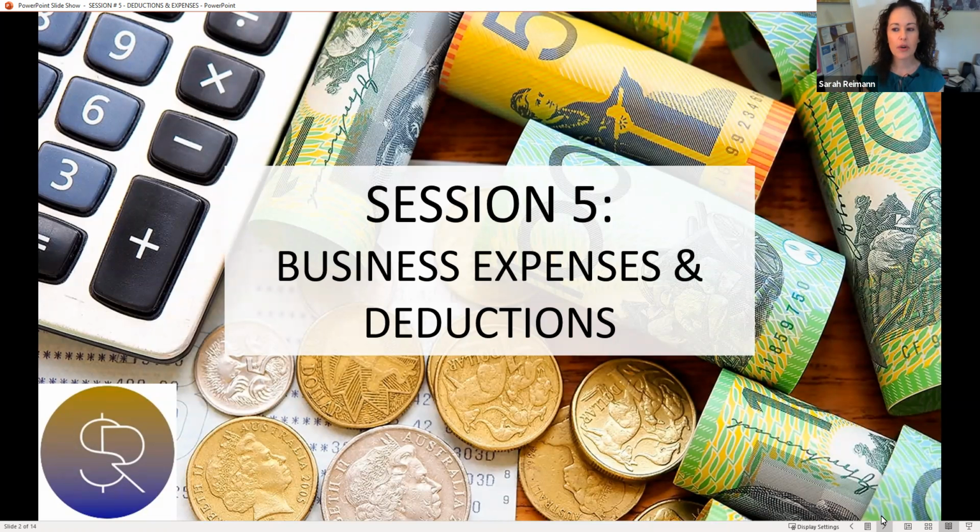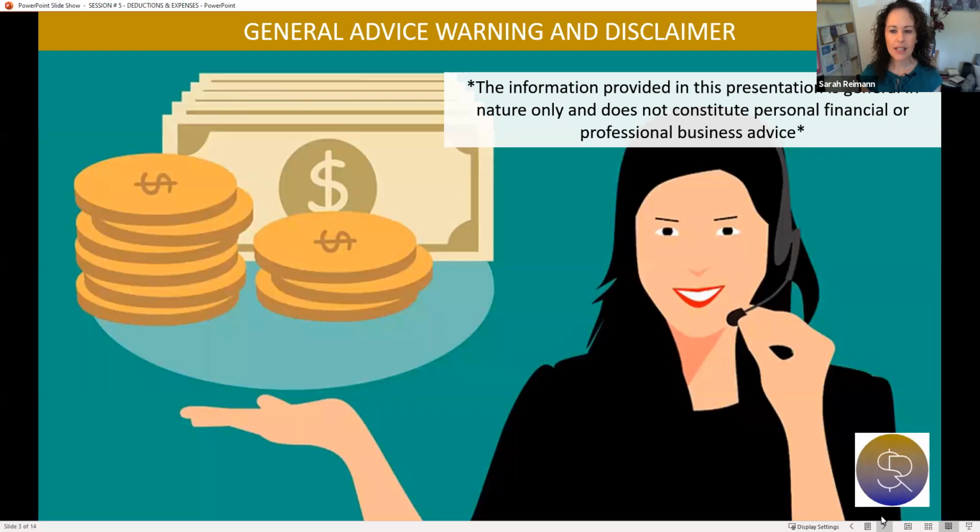And it's important to know and understand what our costs are, and what deductible expenses we can write off for tax purposes. So in this session, I'll be going through business versus private deductions, what you can and can't claim. And just a disclaimer, the information provided in this presentation is general in nature only, and does not constitute personal, financial or tax advice.